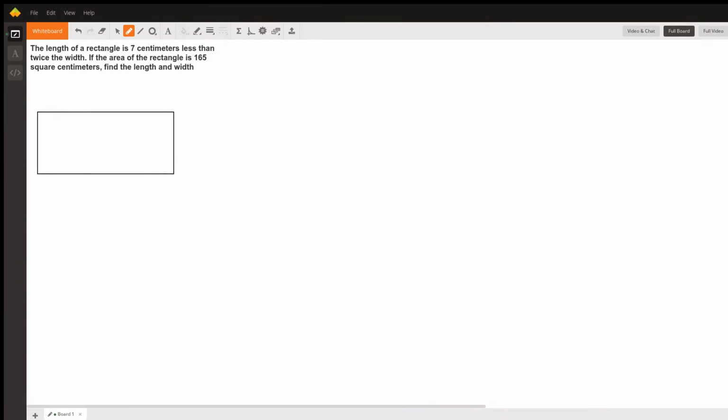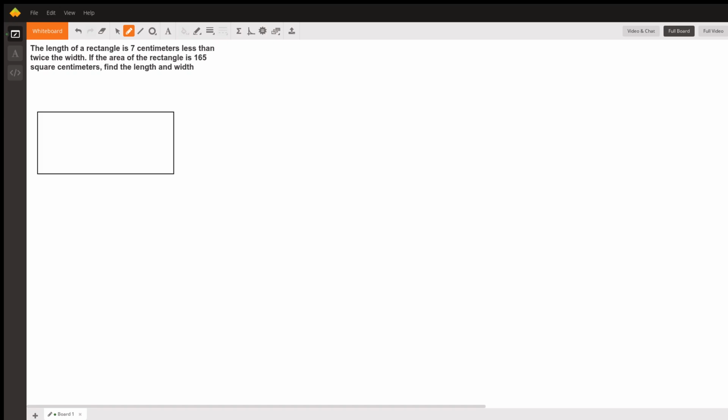Hello, my math friends. Here we have a geometry question that is stating the length of a rectangle is 7 centimeters less than twice the width. If the area of the rectangle is 165 square centimeters, find the length and width.